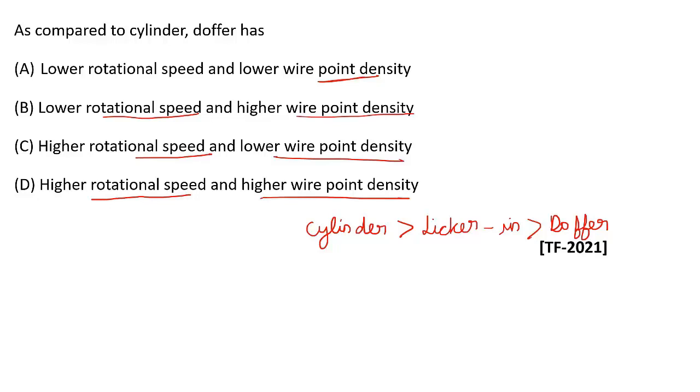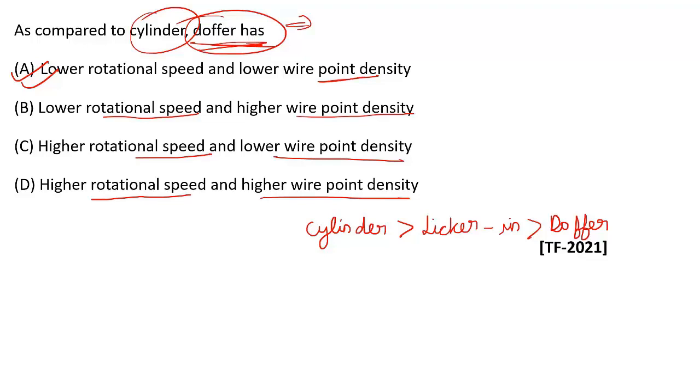So as you can see, the cylinder has the highest speed, so the doffer has lower rotational speed and also the lower wire point density. Since the cylinder is highest, and this question is talking about the doffer, the doffer has both lower speed and lower wire point density compared to the cylinder. The cylinder has the highest speed in the entire carding machine, so option A is the correct option in this case.